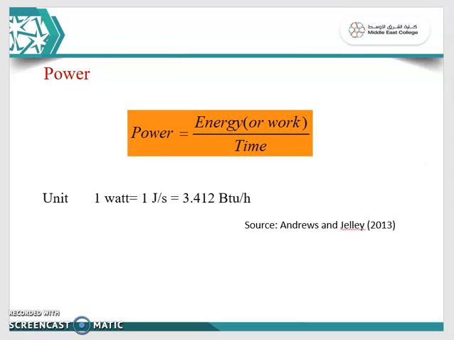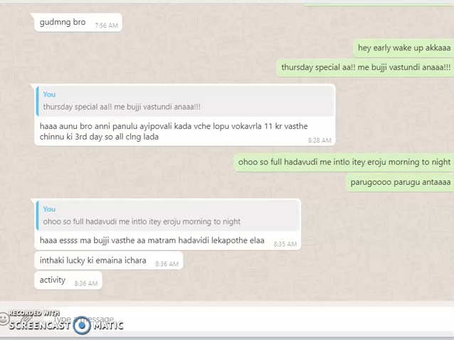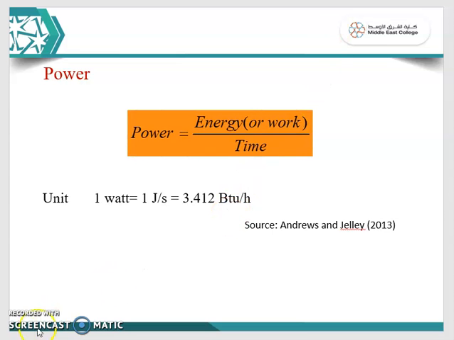Then power is equal to energy over time. Power is equal to energy or work by time. So the unit: 1 watt is equal to 1 joule per second.